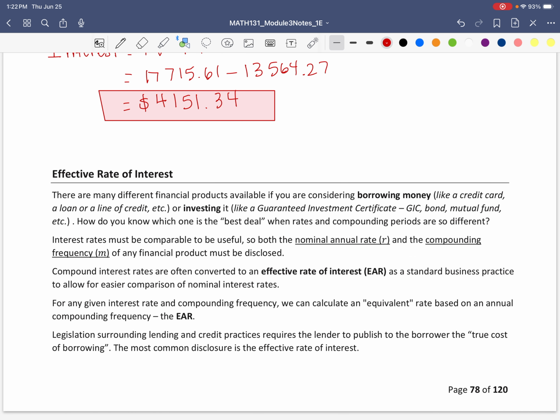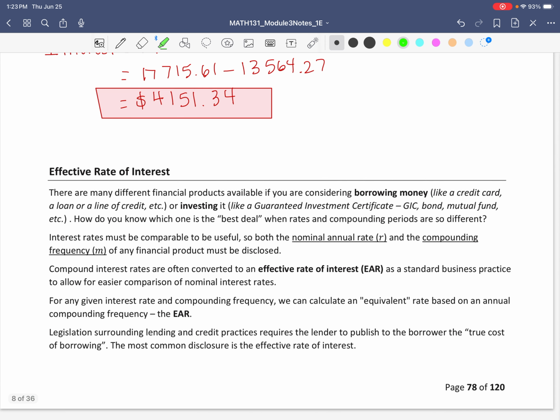All right, the next thing we're going to talk about is effective rate of interest. This is actually one of my most favorite formulas because I feel like it can be really helpful when we're comparing different scenarios. For example, different credit cards. Which credit card is going to cost me the least amount of money in the end? Or you can look at it as which opportunity is going to make me the most money. But I really like this when I'm comparing credit cards.